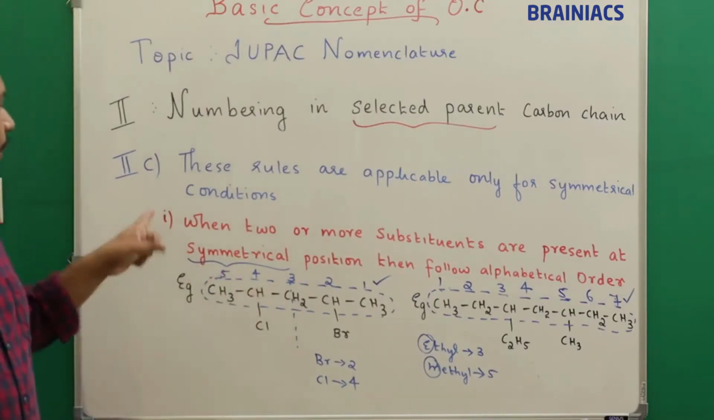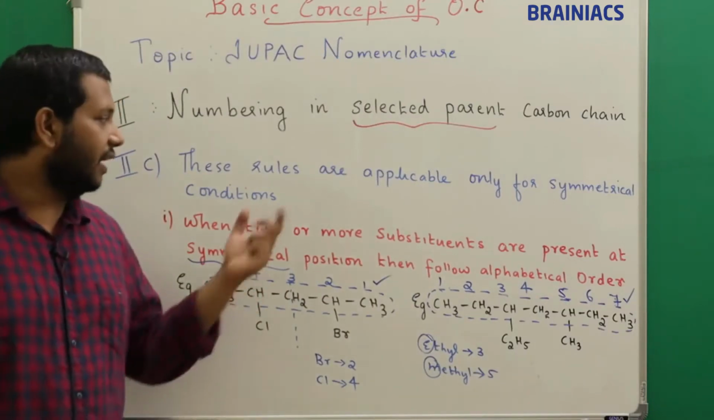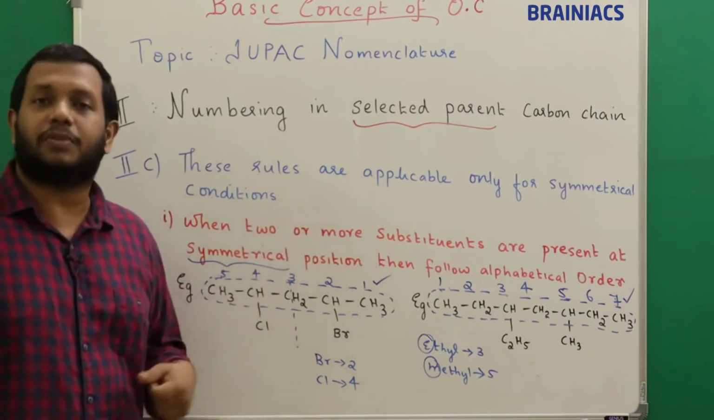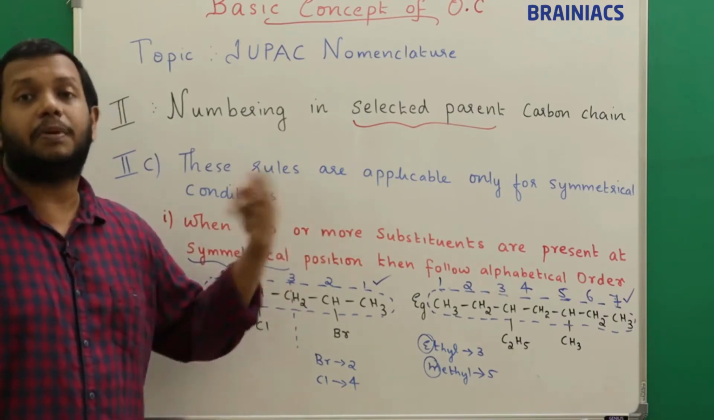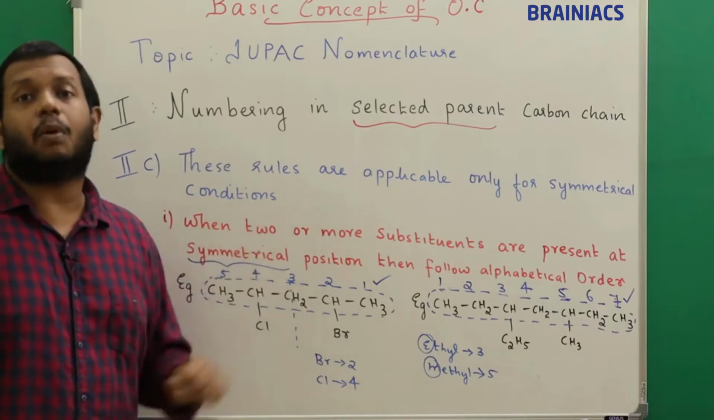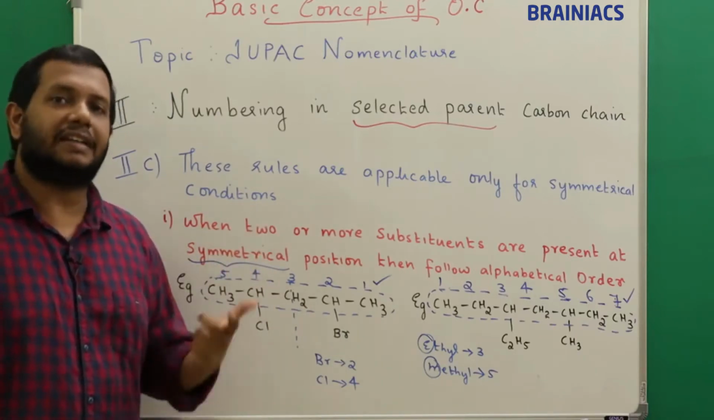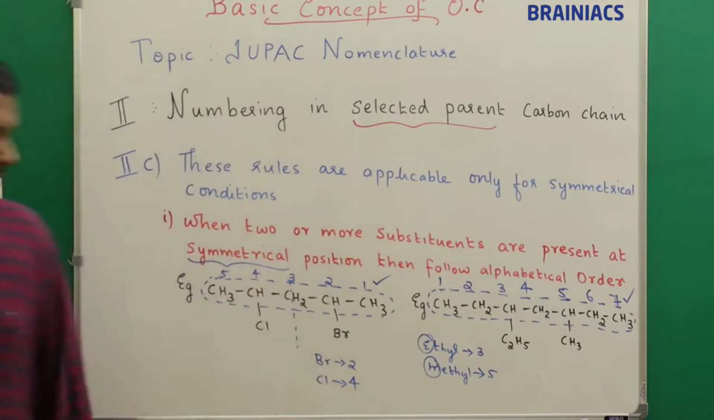Now we will go to part 2 of this case. There, instead of 2 or more substituents, we will speak about multiple bonds. 2 or more multiple bonds are at symmetrical positions. In that case, what will we do?